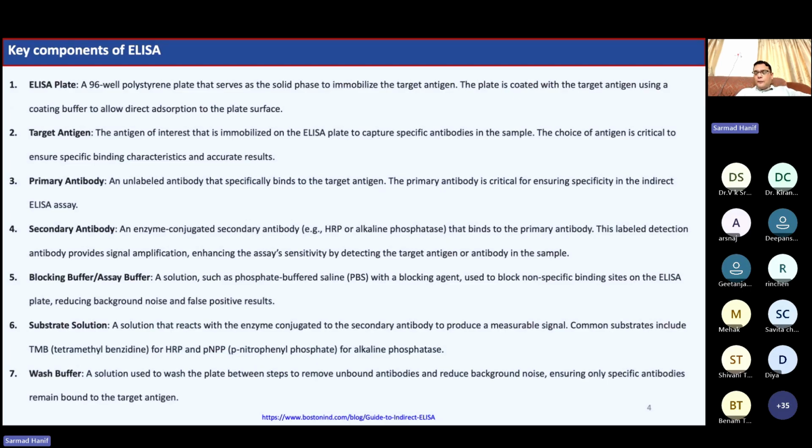Then we have wash buffers, because it is not just that we have to do the ELISAs with the coating of the antigen, primary and secondary antibodies. We have to wash it also, because whatever antigen, primary antibody or secondary antibody is bound to the complex stays, and the rest of the amount which is not required, which is unbound, has to be washed away with the wash buffer.